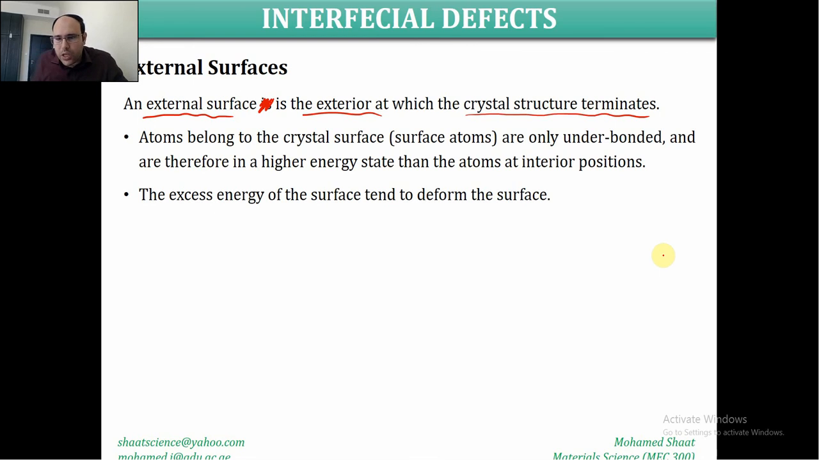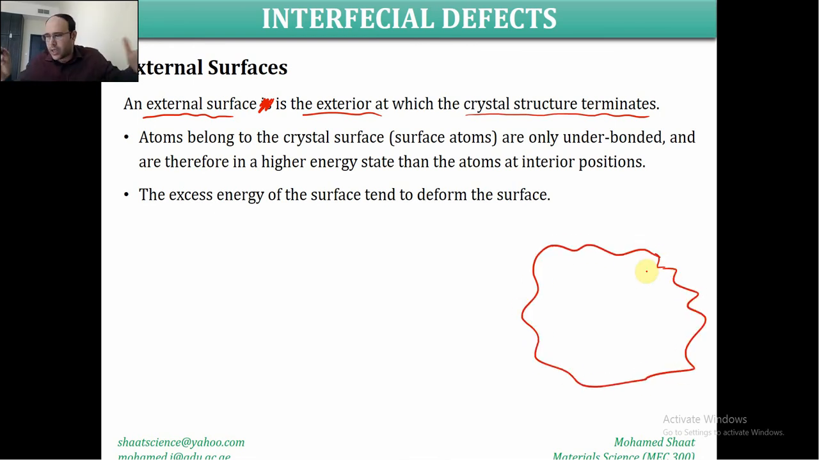So for example, if we look at any regular crystal, it will be seen as very broken, not a straight surface. And this crystal has so many atoms. Some of these atoms would be located over the external surface of this crystal, which we could name surface atoms. And there are some other atoms which are located in the core, inside the crystal itself.